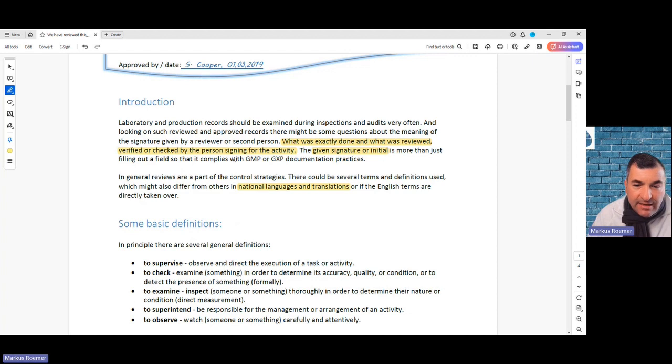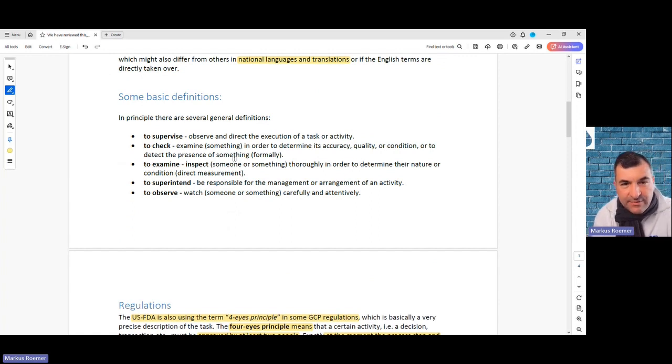As a German, I must also say there are some misconceptions, because English words are sometimes directly taken over into the national language, which could cause problems because not everybody can understand them. And if you have a verb like "review" and you change that in other languages, you must also change the word itself, which could lead to some problems. There are some basic definitions in English. I'm not a native speaker, but: to supervise, to check, to examine, to superintend, or to observe things. So this is something that you should keep in mind.